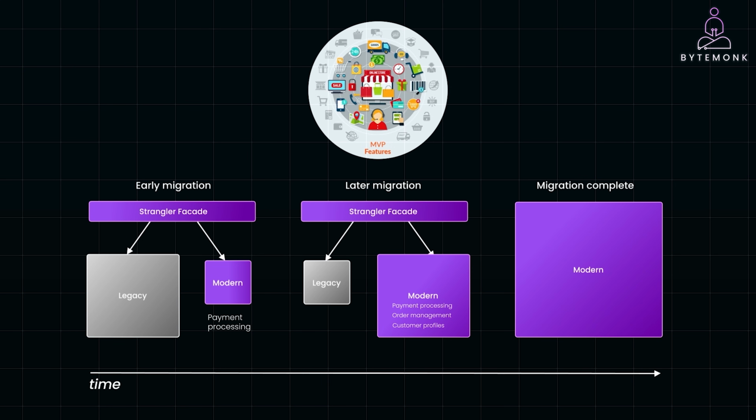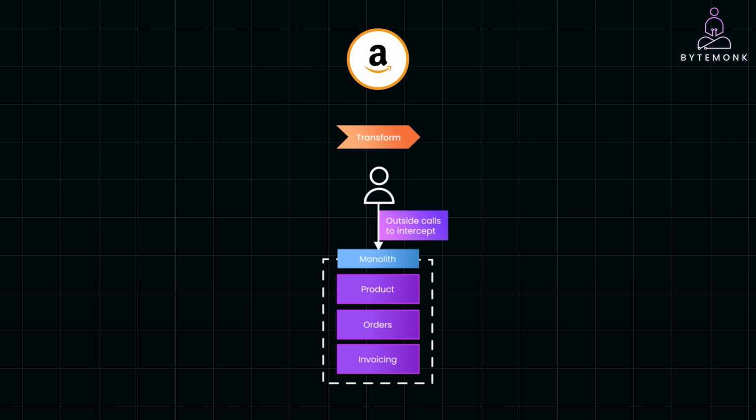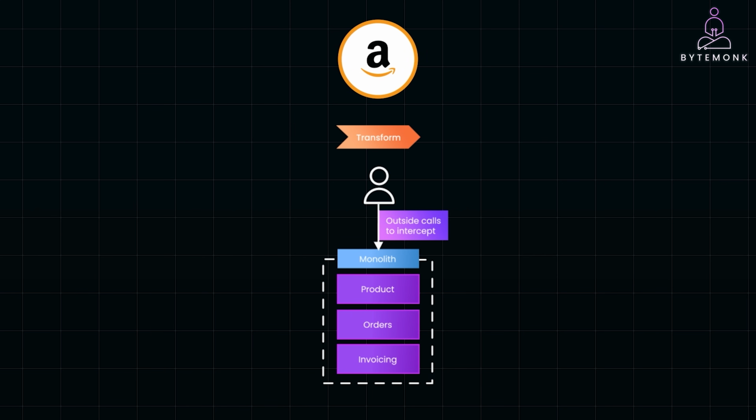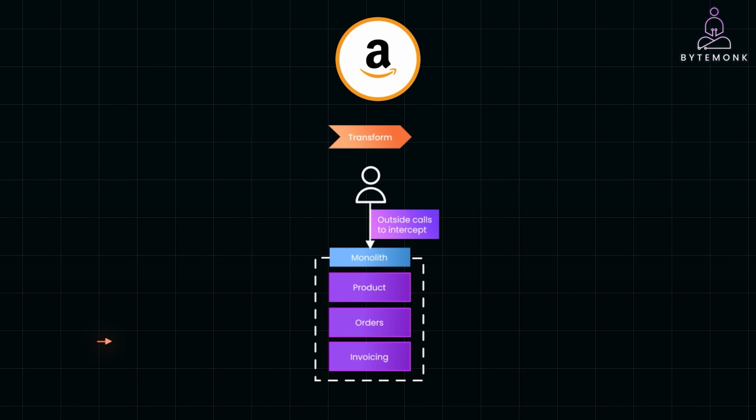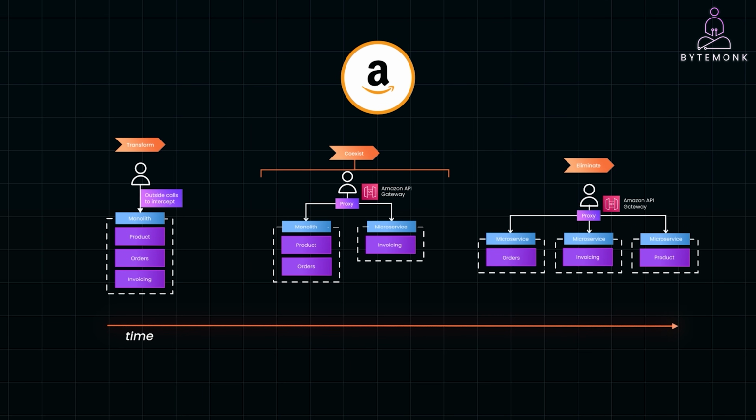One of the best-known examples of the Strangler Pattern is from Amazon. In its early days, Amazon's platform was a monolithic system. As the company grew, it needed to scale faster and deliver new features without disrupting its massive customer base. Instead of rewriting everything, Amazon adopted the Strangler Pattern. Over the years, they incrementally refactored their monolithic codebase into a series of smaller, independently scalable microservices.